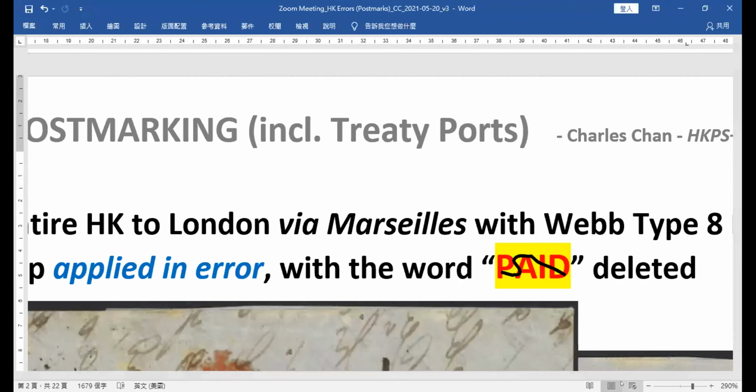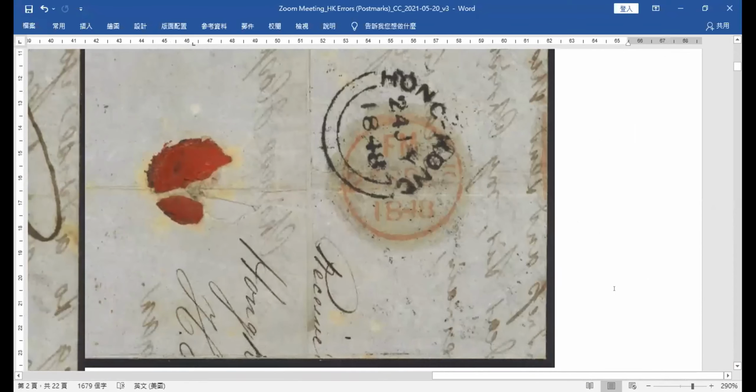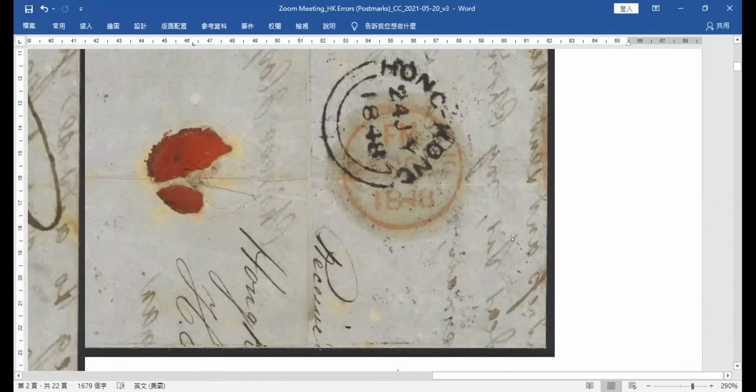If the boat arrived in the morning, it would arrive in the afternoon in London on the same day. Is it 25th? Oh, yeah. 25. No, 25 1848. Clear? Yeah. So Hindostan arrived 25/6.